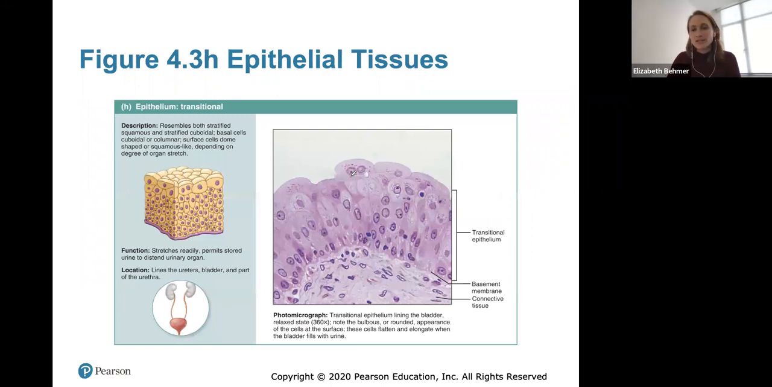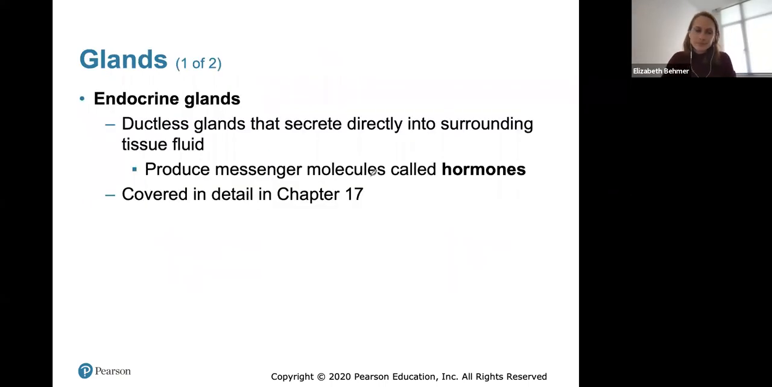So here's transitional epithelium, and it kind of looks like this. The apical cells are balloon shaped because they can become flat when the bladder is stretched, and they retain their shape when the bladder is empty.